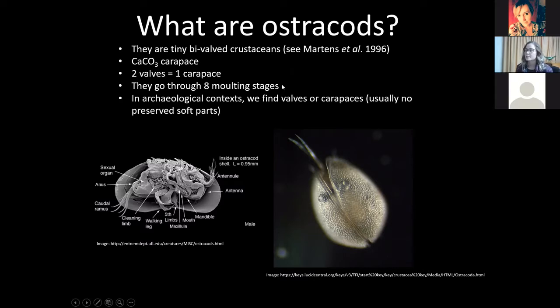Furthermore, they go through 8 molting stages from being a juvenile or in a larval stage up until they reach adulthood. And in archaeological contexts, we usually find either valves or carapaces, but not the preserved soft parts. So the preserved soft parts would be here at the bottom left. You can see all the legs and all the other bits. So just a little video to show you what an ostracode looks like when it's still alive.